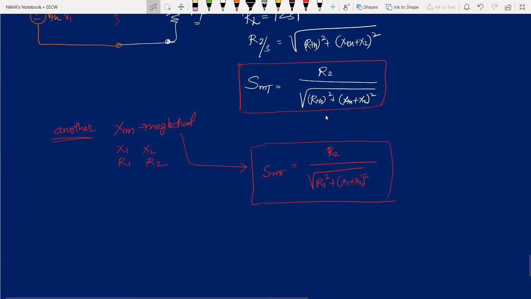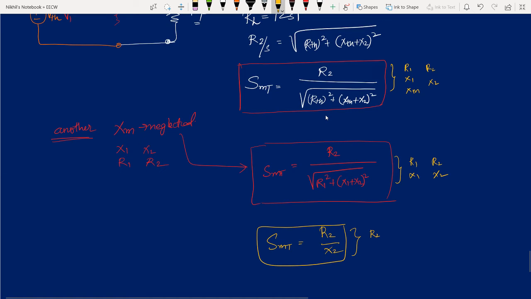Understood? Very simple. Now you have to remember, this is when R1, X1, XM, R2 and X2 all are given, and this is when only R1, X1 and R2, X2 are given. And what is the value of SMT when only R2, X2 are given? R2 by X2. Only when the question gives R2 and X2. I hope you make a clear note of all these variations. And the corresponding rotor speed at maximum torque is nothing but synchronous speed minus SMT.